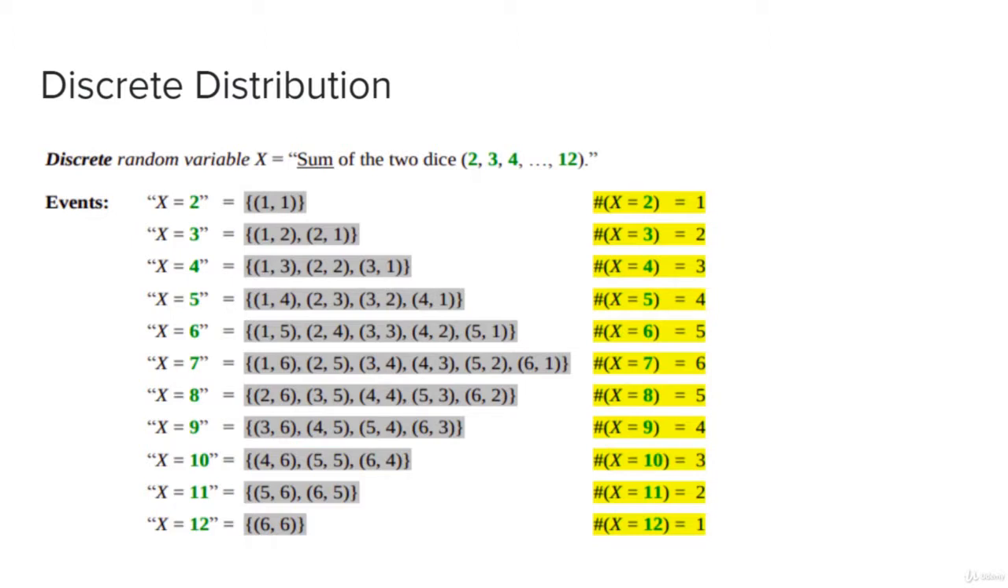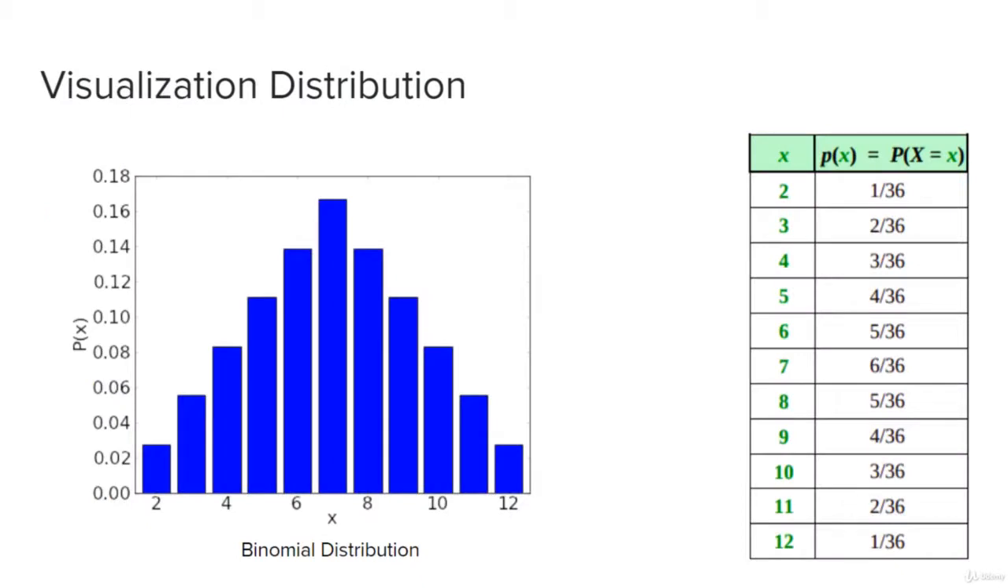We calculate the sum of every possible event, and we go from the minimum sum, which would be 2, because the minimum value on both dice would be 1 and 1, and then 3, 4, 5, 6, 7, 8, 9, 10, 11, 12, and the maximum value would be 12. After calculating all this information, when we visualize the distribution, it forms the binomial distribution.